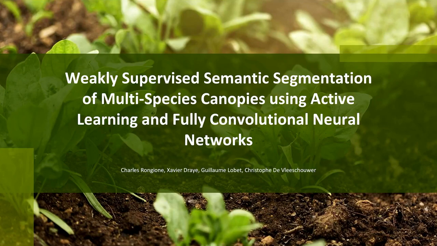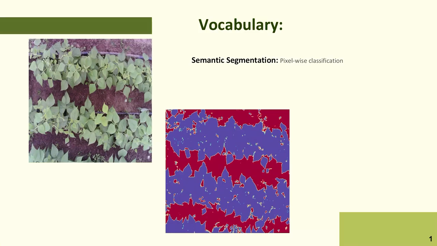Hi, the subject I will introduce you to is weakly supervised segmentation of multi-species canopies using active learning and fully convolutional neural networks. As a reminder, semantic segmentation refers to a pixel-wise classification. It means that each pixel will be attributed a class. For example, here each pixel is classified either as plant or ground.